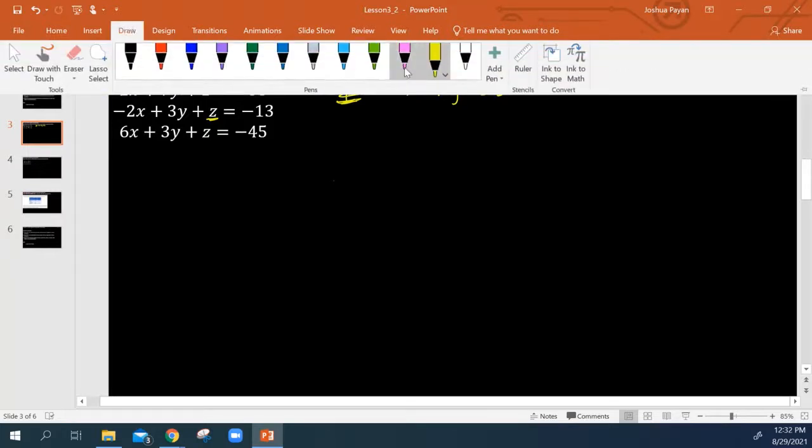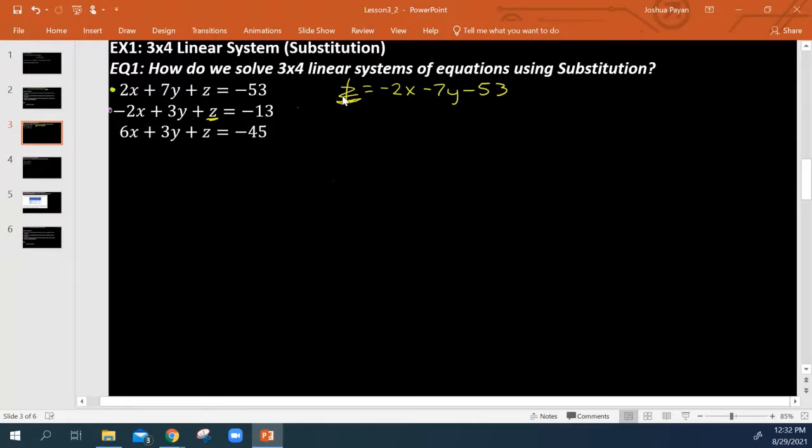And I'm going to try and color code this to keep it as not horrible as possible. So right here, we've got negative 2x plus 3y plus z. And z is negative 2x minus 7y minus 53. All of that is equal to negative 13. And you can see now, instead of dealing with 3 variables, we're only dealing with 2 variables. Okay, so it's already gotten a bit simpler, right? So we're that much closer.